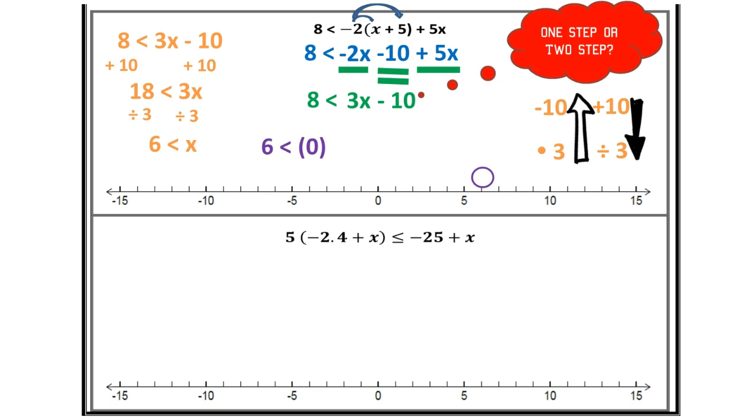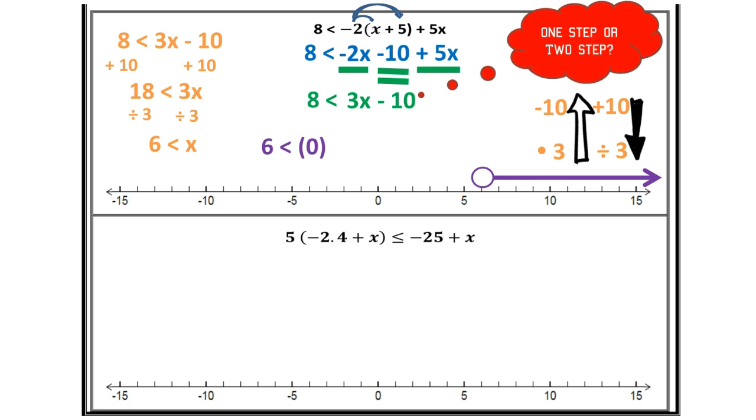Best way to do this, pick a point. 0's dead center. All positives are greater, all negatives are less than. So if 6 is less than 0, that's a false statement. 6 could not be less than 0. Positive values could not be less than 0. So I don't point at 0, I point away from 0 on my number line. If I get a false statement, I point away. If I get a true statement, I point at.